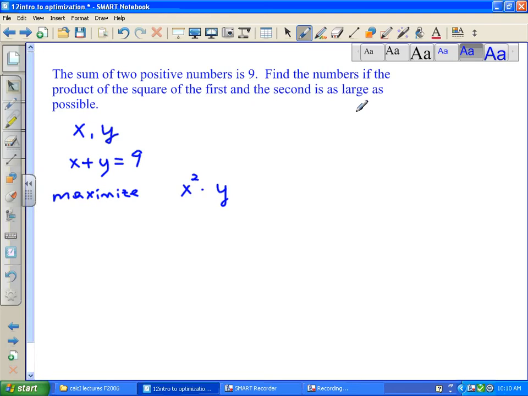Is it easier to substitute something for x or something for y? Easier to substitute something for y, because otherwise you have to binomial square the quantity. You know, that's going to be messy. So let's solve for y then in this equation. y equals 9 minus x.